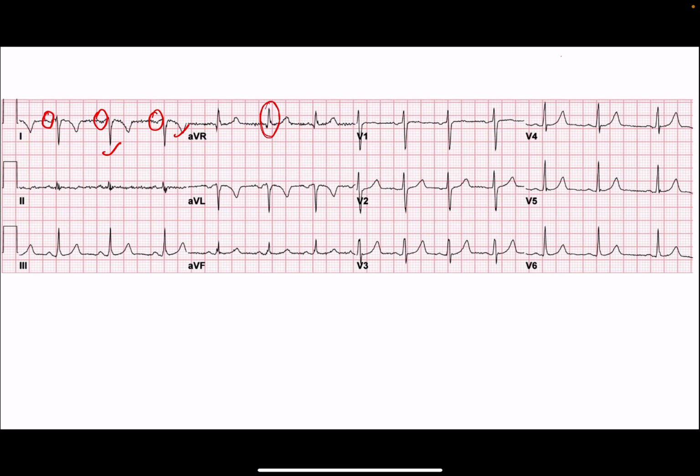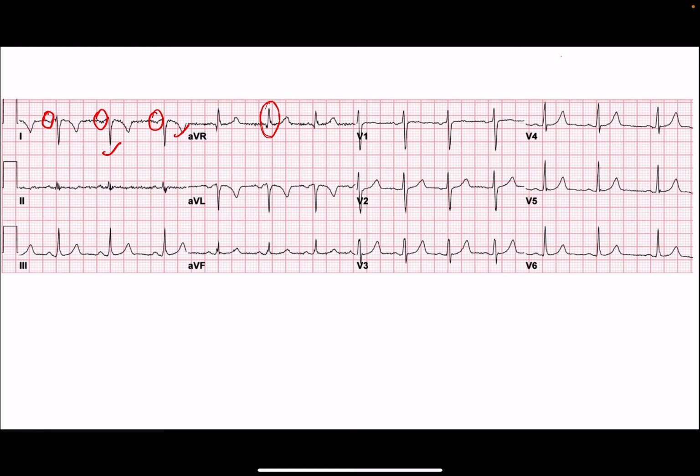So this type of ECG, when you see the P wave is inverted in lead one with negative QRS complexes, always suspect two things. Number one is the limb lead reversal. Number two is the dextrocardia. So always suspect these two things whenever you see the P wave is inverted in lead one.